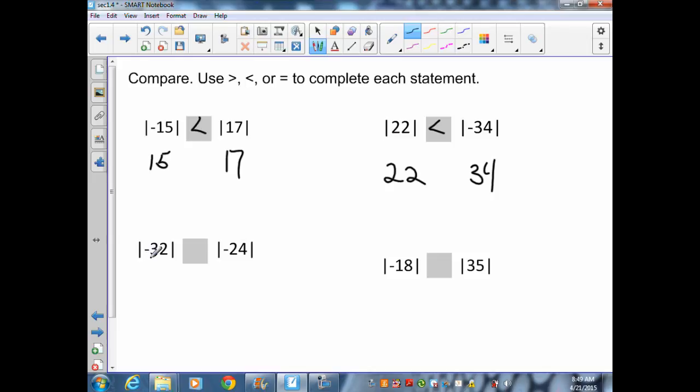The absolute value of a -32 is 32. The absolute value of a -24 is 24. 32 is greater than 24, therefore, the absolute value of a -32 is greater than the absolute value of a -24. And the last one, the absolute value of a -18 is 18. The absolute value of 35 is 35. And we know 18 is less than 35, therefore, the absolute value of a -18 is less than the absolute value of 35.